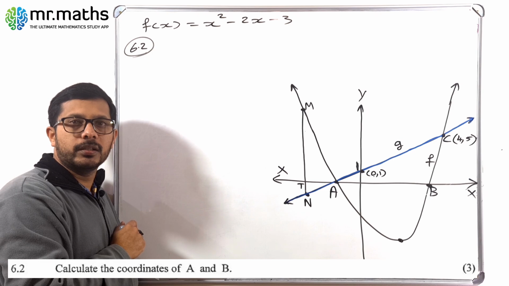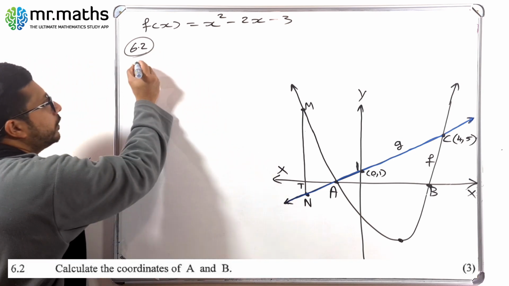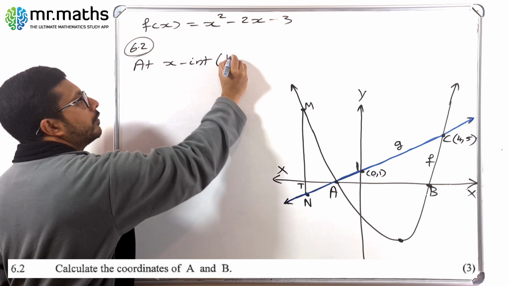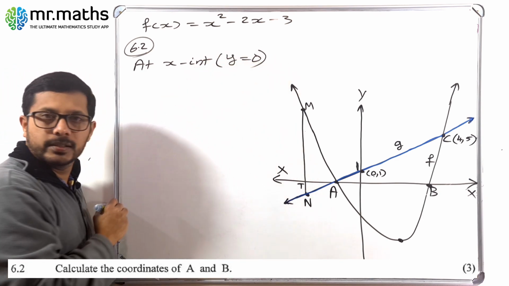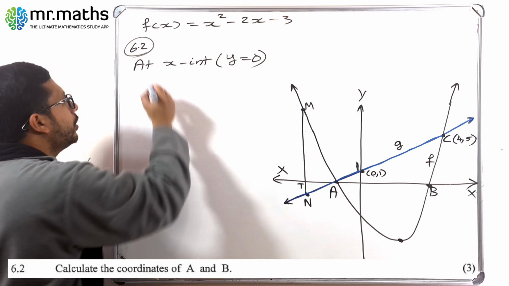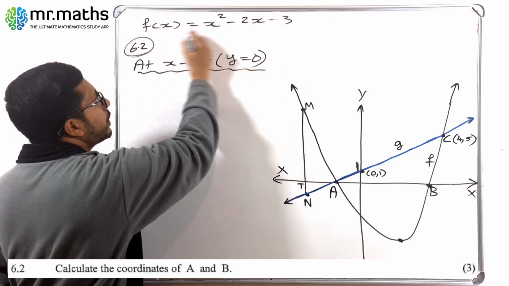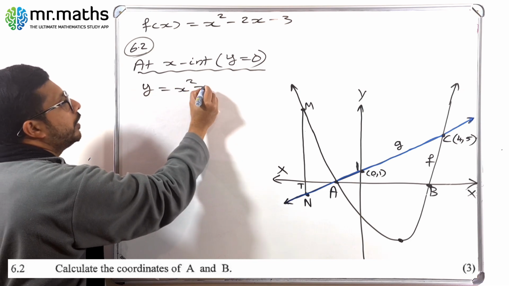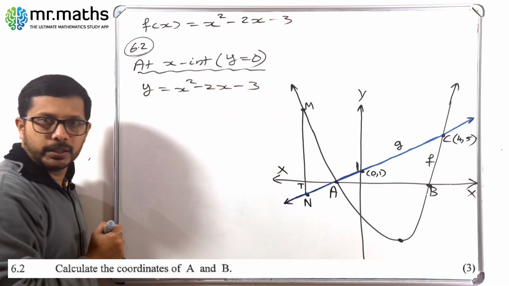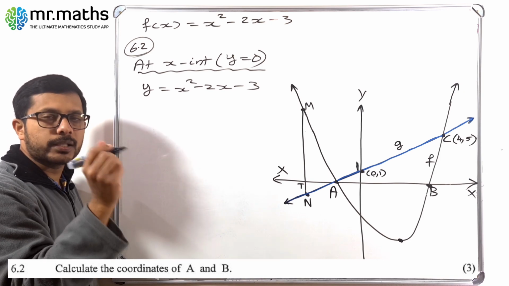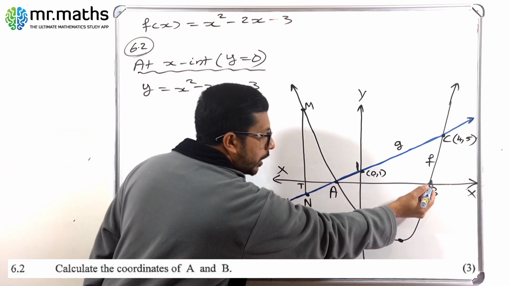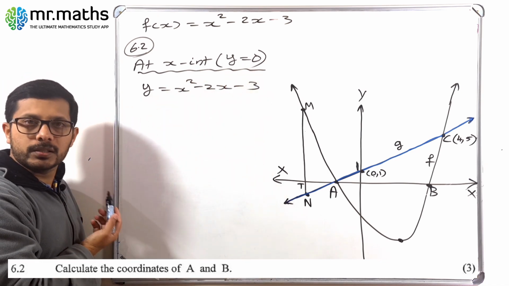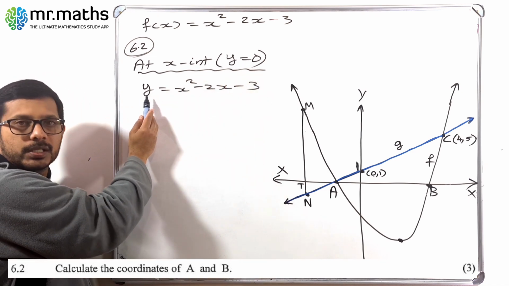So how can you find them? At the x-intercept, you know the value of y is equal to 0. So let's write that equation once more. This is the equation of that parabola: y is equal to x squared minus 2x minus 3. You have to find the x-intercepts, A and B. At the x-intercept, what is the value of y? y is 0. So substitute the value of y as 0 here.